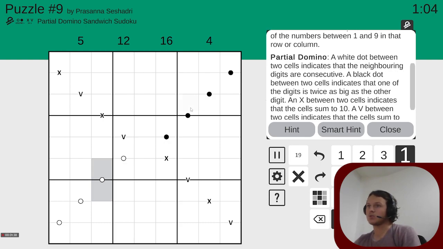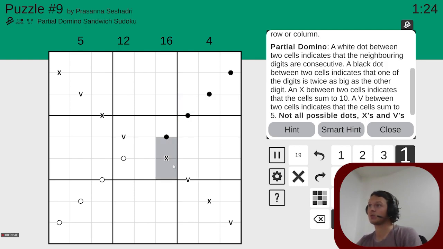A black dot between two cells indicates that one is twice as big as the other. So if that's a 2, that has to be a 4 or a 1, because 2 is twice as big as 1. Pretty simple, yeah? Multiplication factor of 2 across a black dot.